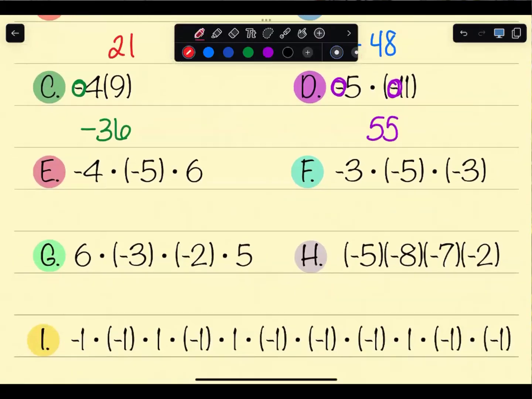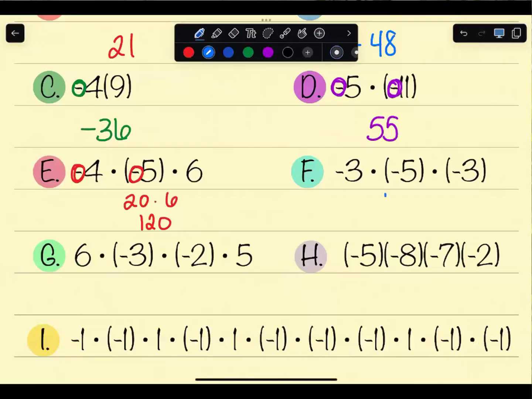Example E, 4 times 5 is 20. 20 times 6 is 120. 2 times 6 is 12, and add a 0. And then because I have two negatives, that answer will be positive 120.